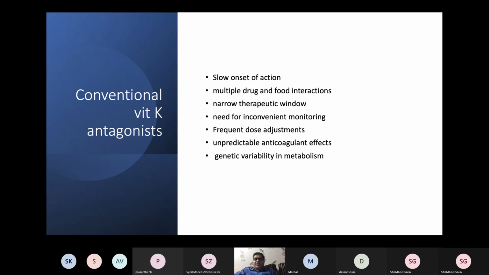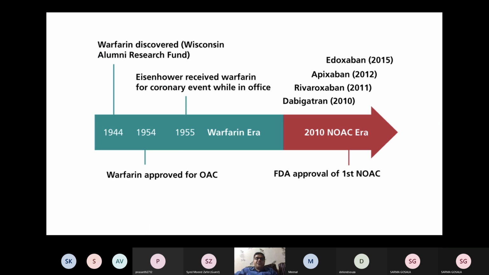For that reason, there is always a constant lookout for more specific anticoagulants, which are much easier to use and have predictable anticoagulant effects. The 50 years till 2010 was the warfarin era. Since the approval of dabigatran in 2010, we have had a surge of new drugs, the NOACs, starting with rivaroxaban in 2011, apixaban in 2012, and edoxaban in 2015.